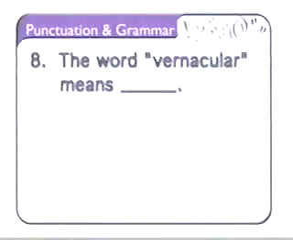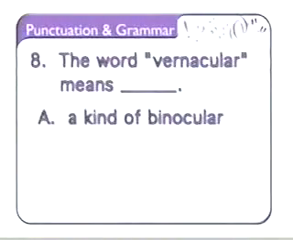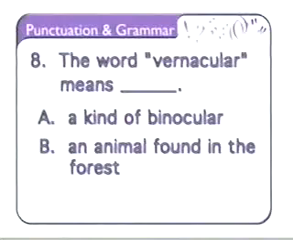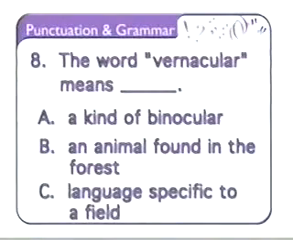The word vernacular means A. A kind of binocular, B. An animal found in the forest, or C. Language specific to a field.